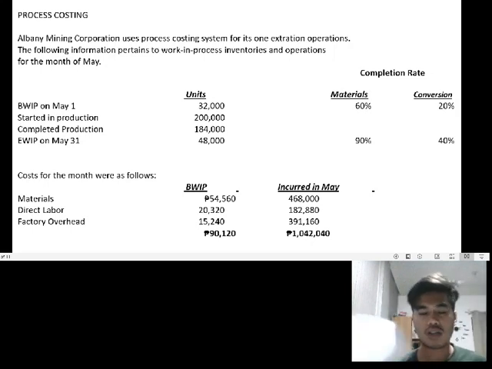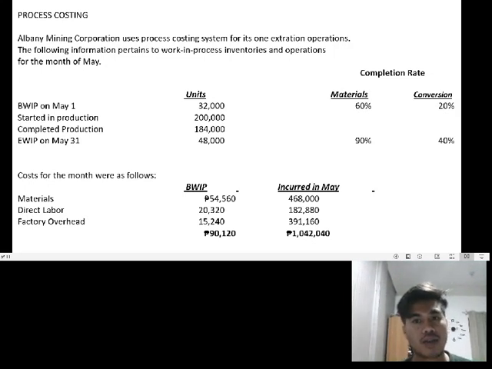While the completion rate niya as to beginning work in process, yung materials is nasa 60% na. Ibig sabihin daw nun, yung beginning work in process mo, yung materials doon is natapos na 60% pa lang. So, definitely, meron ka pang 40% na tatapusin. As to the conversion cost, 20% pa lang yung tapos. So, ibig sabihin nun, 80% pa ang kailangan para matapos yung product.